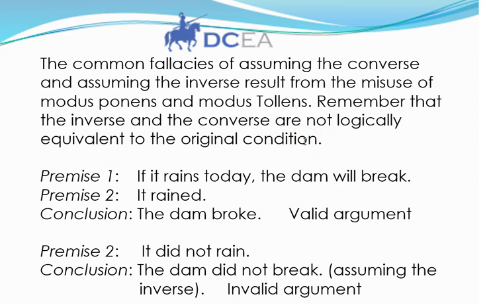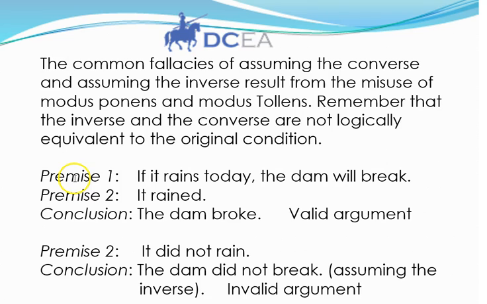Here's some examples. If it rains today, the dam will break. It rained, the dam broke. This is a valid argument. Because it rained, the dam will break. It actually rained and the dam broke.